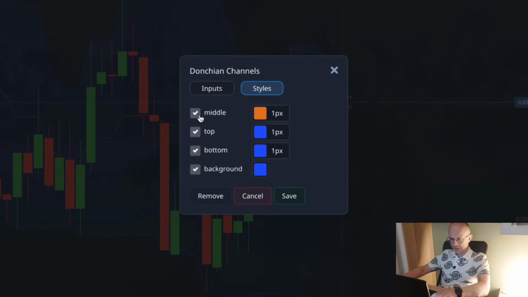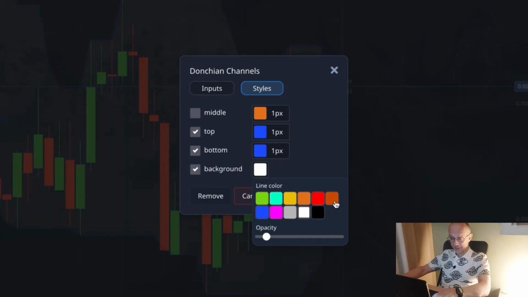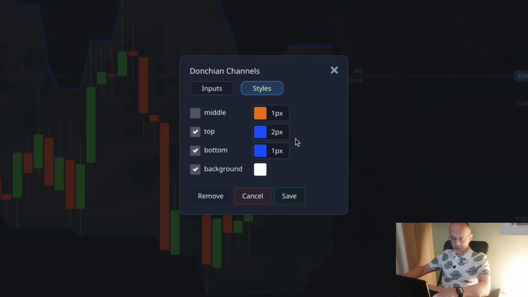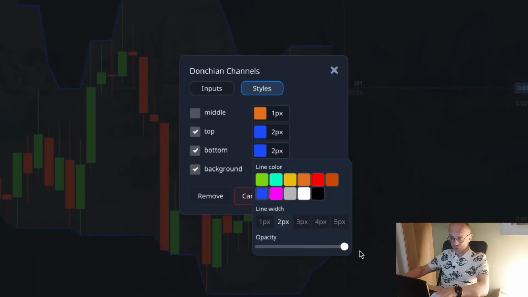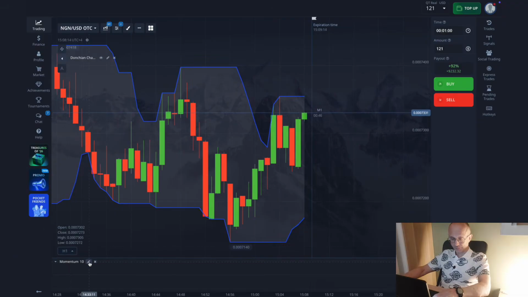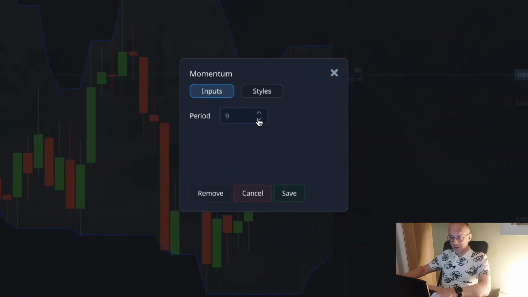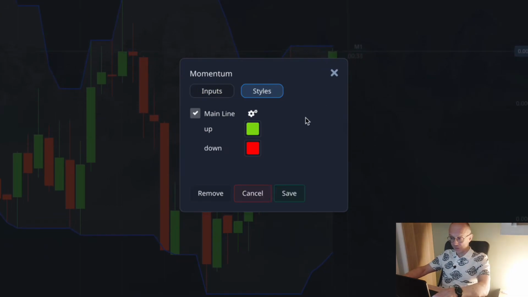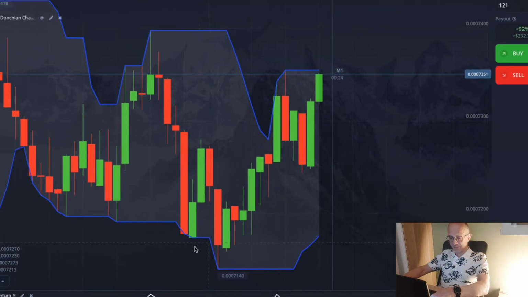Go to Style, disable the middle line, let's set the background to white, let's set the width of the top and bottom lines to 2 and move the opacity to the right and save. Let's configure the momentum, set the period to 5, let's go to Style, and in the main line settings, let's select the line shape type with 2 and move the opacity to the right. Make the upline white and save.